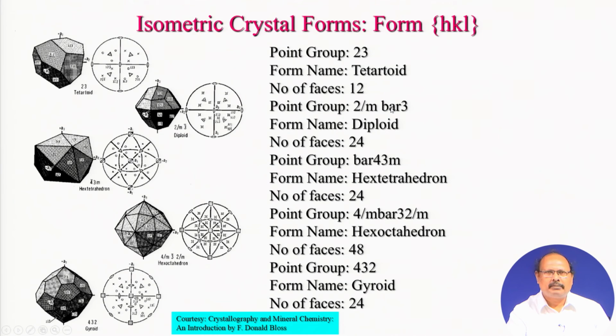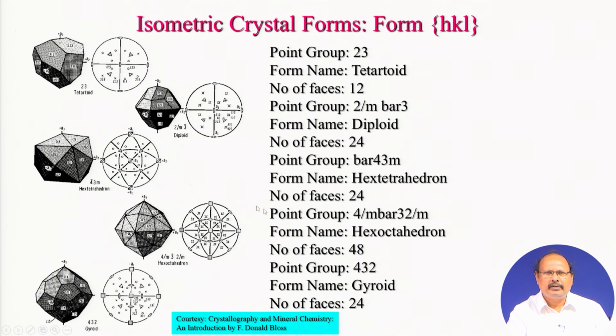When you have 2 over m bar 3, we have 24 faces here. This is the model of that. We call it a diploid. When you have bar 4 3 m, something like that, we call it a hex tetrahedron. So, instead of 3 faces in the thrice tetrahedron, hex means there are 6 faces here. So, 6 into 4, you have 24 faces that you see here. This face here now consists of 6 triangular shaped faces, 1, 2, 3, 4, 5, 6. So, we call it a hex tetrahedron here.